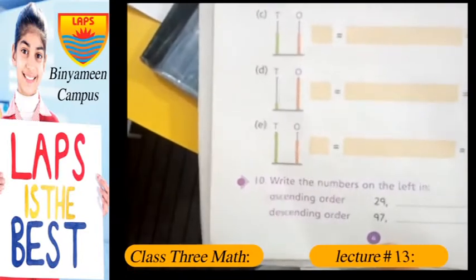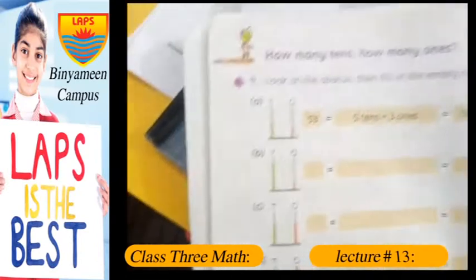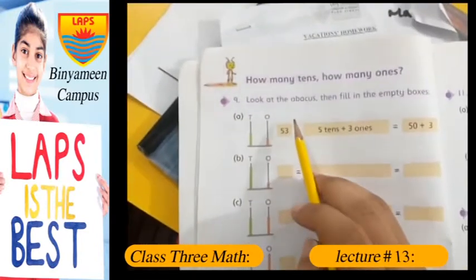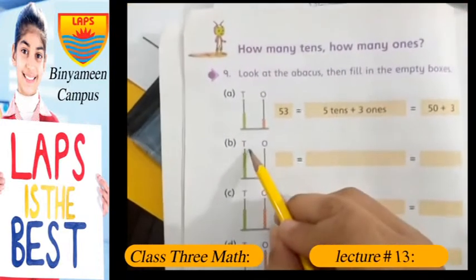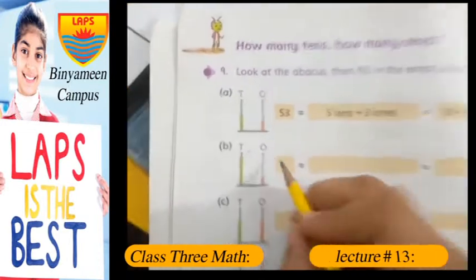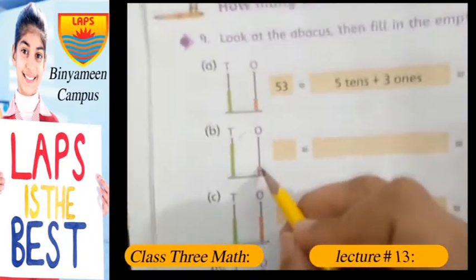I need you to open your books to page number 6. This activity here says that look at the abacus and fill in the empty boxes. The green beads represent the tens and the red ones represent ones.